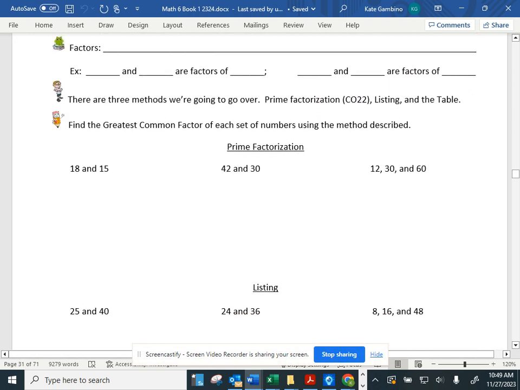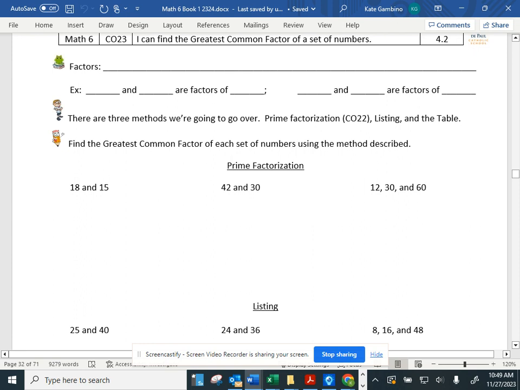CO23, greatest common factors of a set of numbers. So what is the GCF? So when we see greatest common factors in our directions, we might see that called the GCF. The greatest common factors. Remember, factors are those factor buddies. We break it down to all the numbers we multiply together.